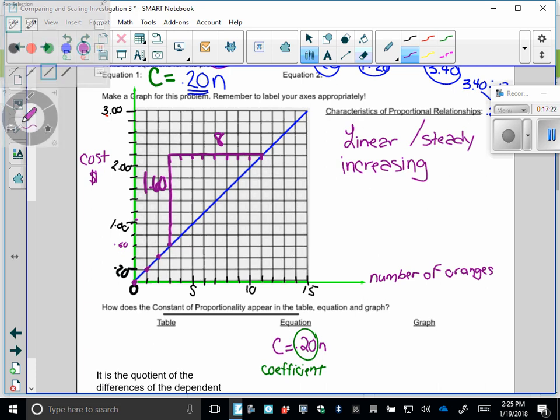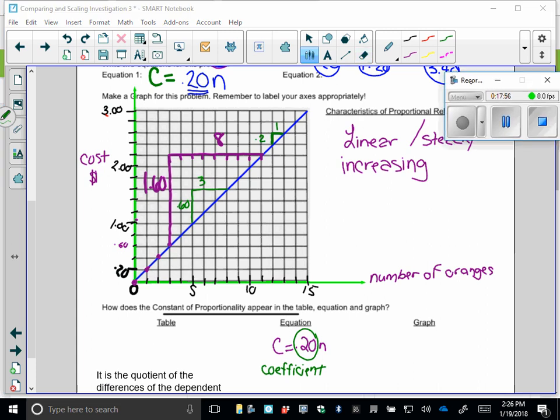What if I had an itty bitty little triangle? Up 20 cents over one orange. Still 20 cents. What if I just went up 20, 40, 60 cents divided into 3 oranges? I still get 20 cents, okay? So the graph shows the constant of proportionality using a right triangle. That's a good kind of stopping point for this.